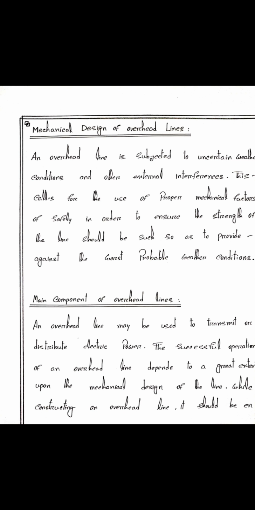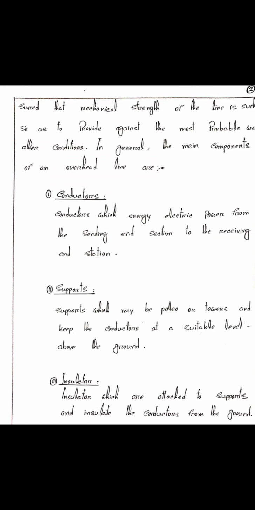Main components of overhead lines. An overhead line may be used to transmit or distribute electrical power. The successful operation of the overhead line depends to a great extent upon the mechanical design of the line. While constructing an overhead line, it should be ensured that the mechanical strength of the line is such as to provide against the most probable weather and other conditions. In general, the main components of the overhead lines are conductors.